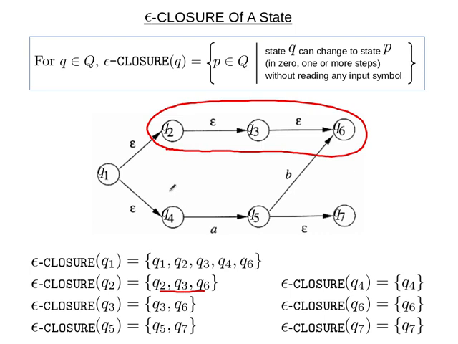But for say Q4, Q7 and Q6, you see that you cannot move to any other state without reading an input symbol. So the epsilon closure will be just this, because we are also considering 0 steps. So as I said, Q itself will always be in the epsilon closure of Q. So this corresponds to the 0 steps, right. So this is epsilon closure.